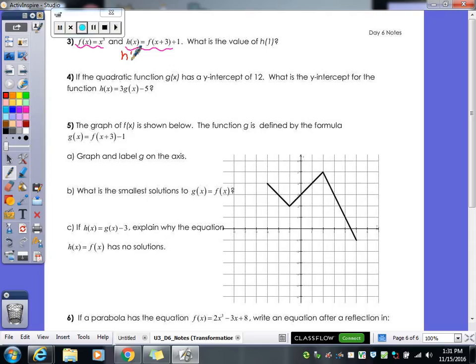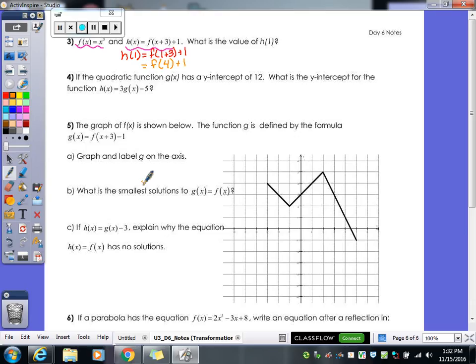So we kind of have to jump around a little bit here. We're finding h of 1. That means we're plugging in a 1 for every x that we see in our h function. So it becomes f of 1 plus 3 and then plus 1. I plugged in a 1 for all my x's. So if I clean this up, this becomes f of what? 4. And then plus 1.